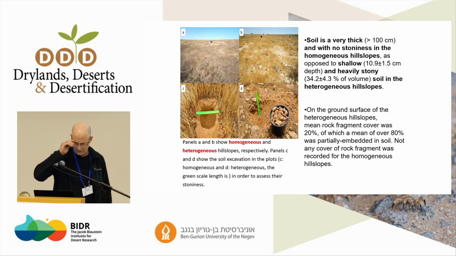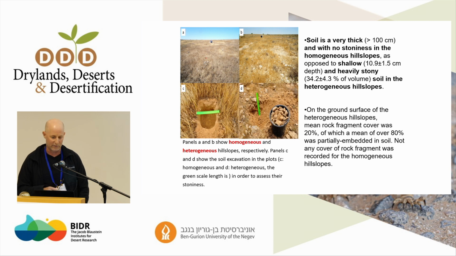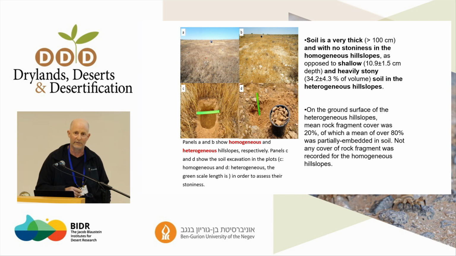And here again, on the left side, homogeneous hill slope, where we can see there is no rock fragment cover, and the soil is deep and non-stony. While in the heterogeneous hill slopes to the right, there's a substantial rock fragment cover, and the soil is very shallow and stony and overlays fractured bedrock.